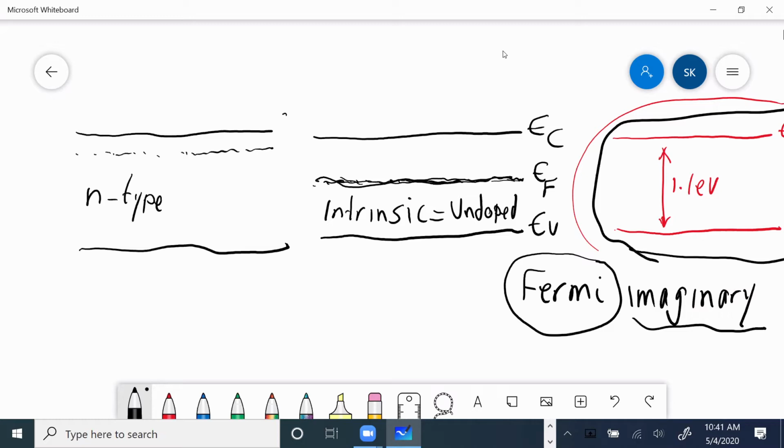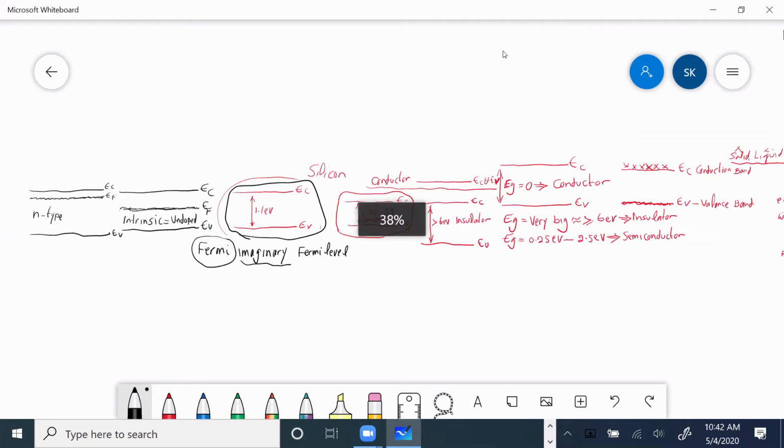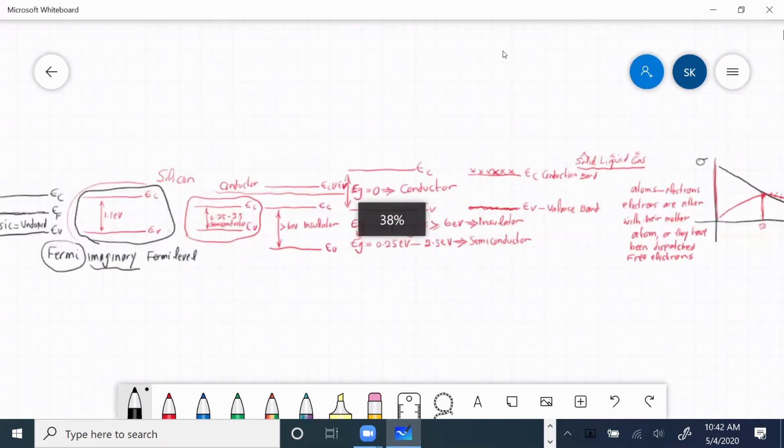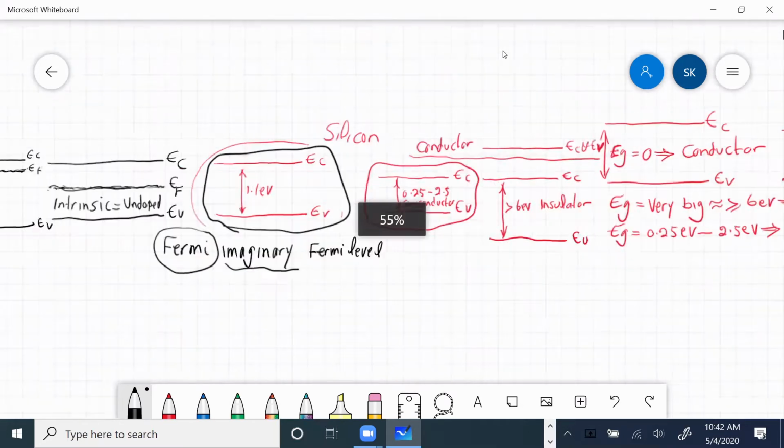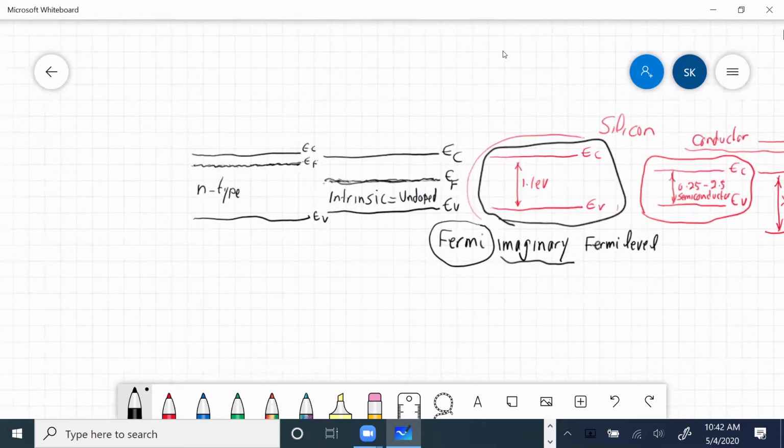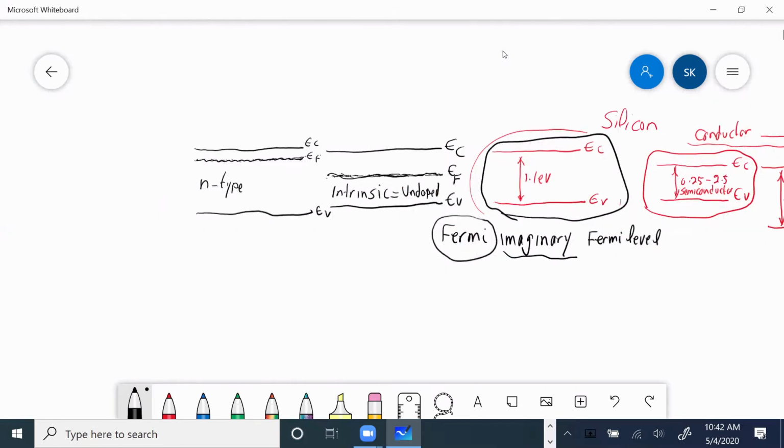So this is EC, EF, and EV. But can you see how the EF is closer to the conduction band? And that's called N-type. But when we say N-type, we must really explain ourselves. What do we mean by N-type?